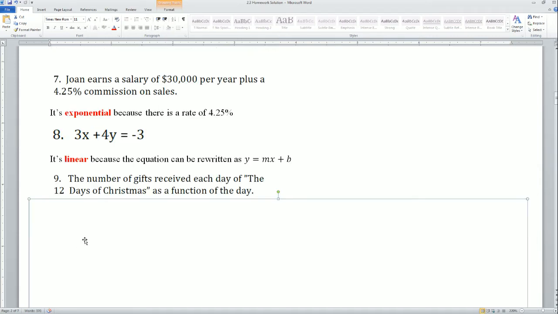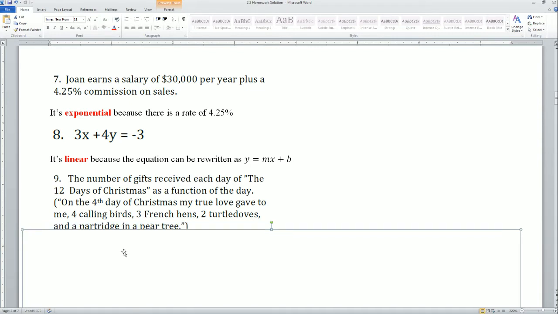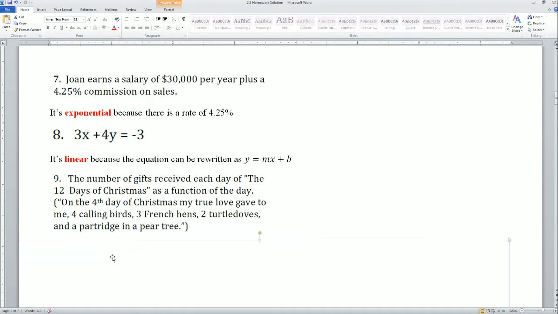9, the number of gifts received each day in that song, right? On the fourth day of Christmas, my true love gave to me 4 calling birds, 3 French hens, 2 turtle doves, and a partridge in a pear tree.